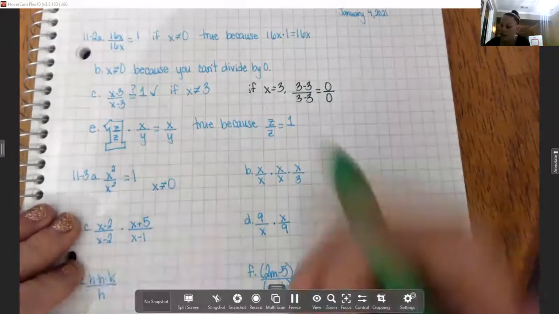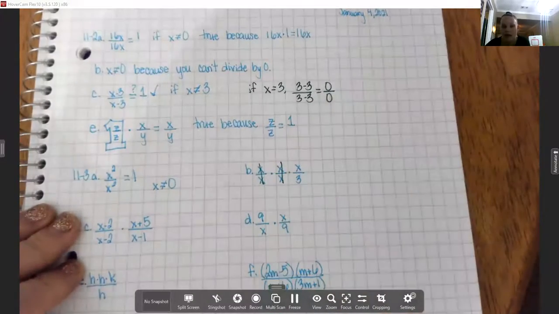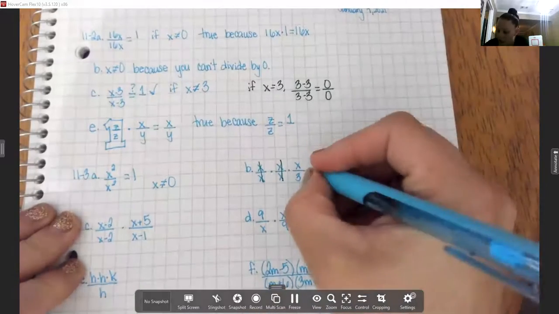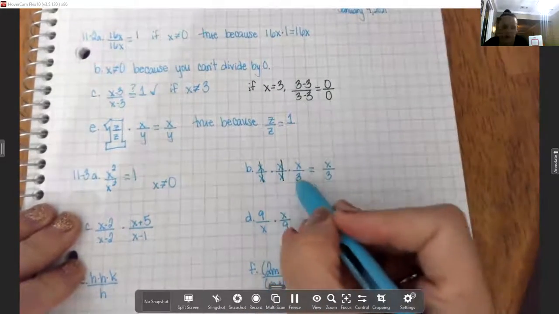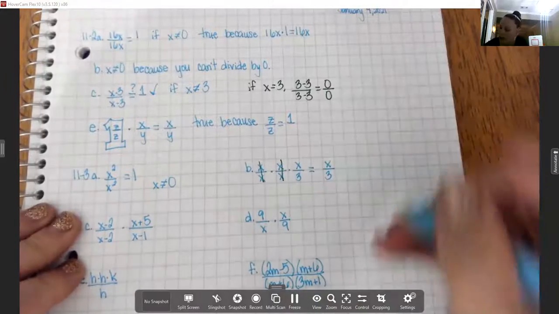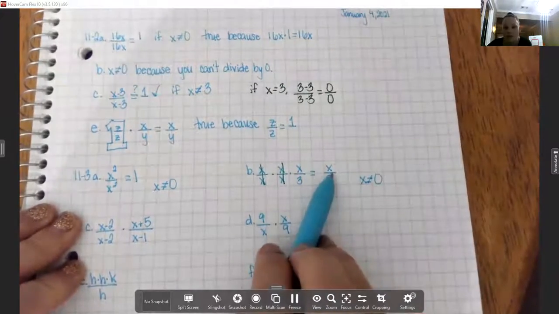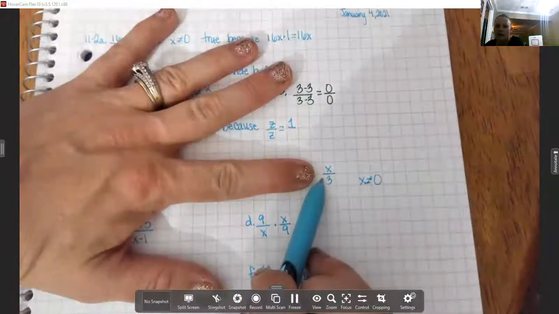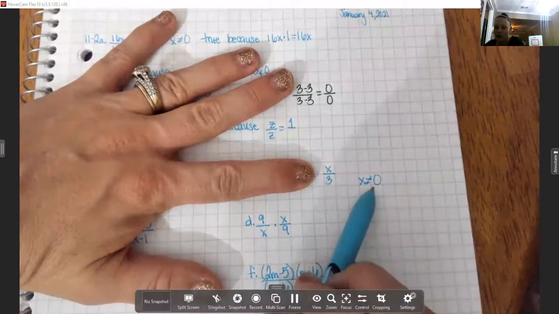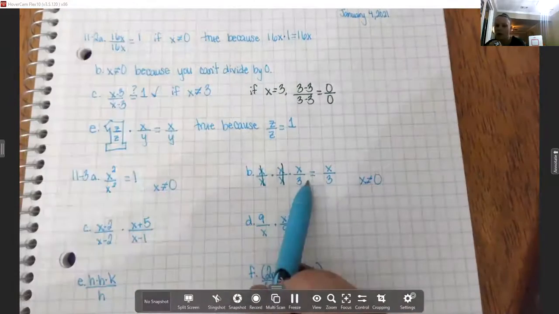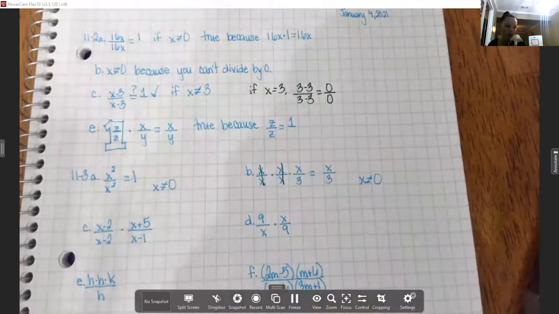B, same idea. So we have x over x, which is 1, and then times x over 3. So this is just x over 3. 1 times x over 3 is just x over 3. Again, as long as x doesn't equal 0. x can equal 0 if you just look at the end, because 0 divided by 3 is fine. But when you're trying to find your excluded values, you have to go back to the original problem. And so what would make our denominator 0 there?